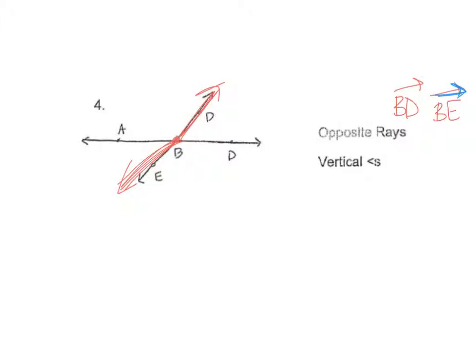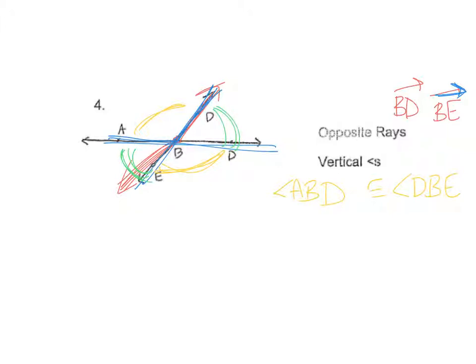Okay, vertical angles. Vertical angles are 2 angles that form from intersecting lines. So here we have intersecting lines, and we have a couple sets of vertical angles. One set are these yellow ones right here. To name the yellow angle, angle ABD is congruent and vertical with angle DBE. The second set are these green ones. These 2 are vertical, so now I have to name these angles.